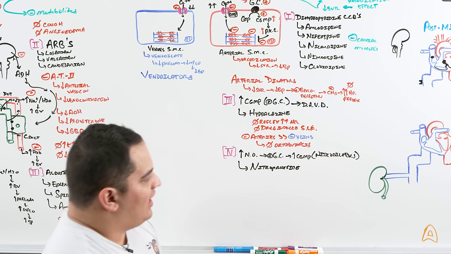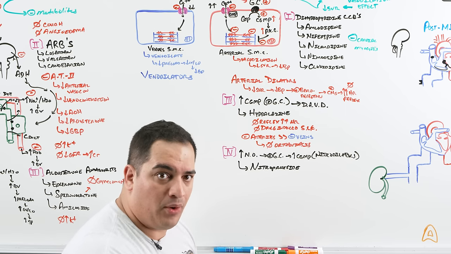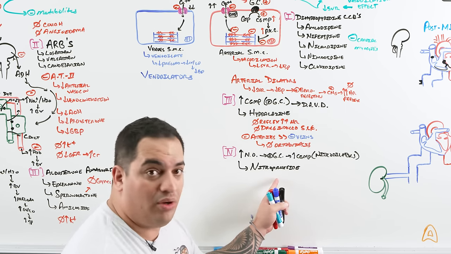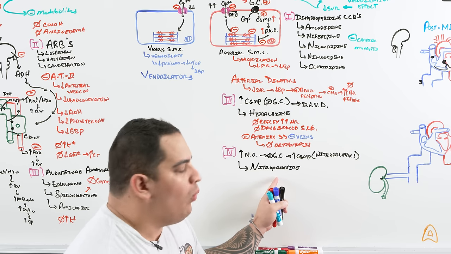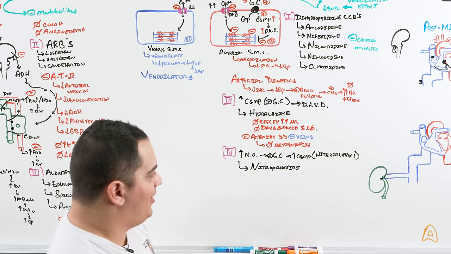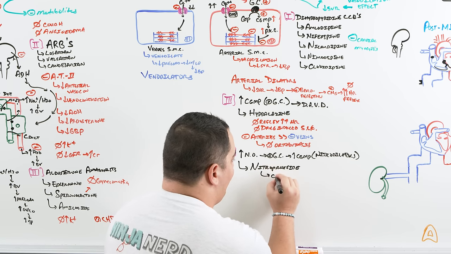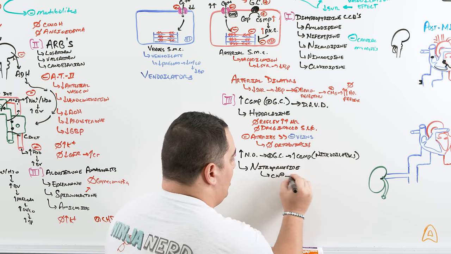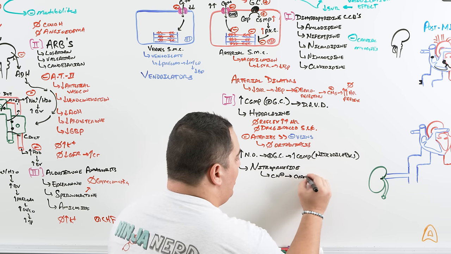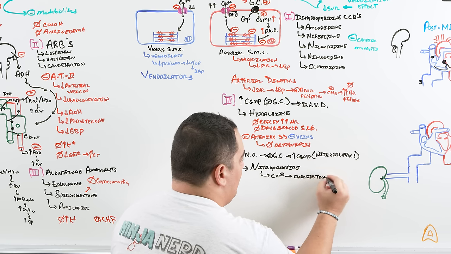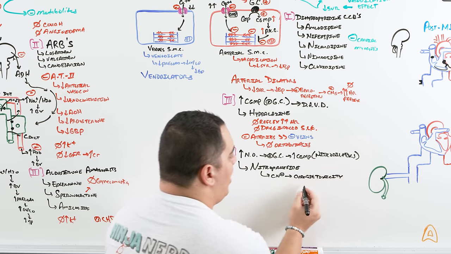Now, nitroprusside is an interesting drug, okay? It does cause intense arteriolar vasodilation. One of the downsides to this drug, and I don't ever use it because of this, is it can give off a cyanide molecule. And this can actually lead to cyanide toxicity. So if you think about that, imagine why that would be problematic.